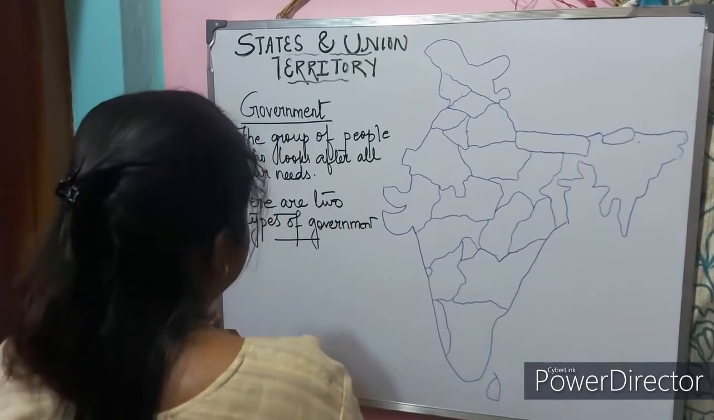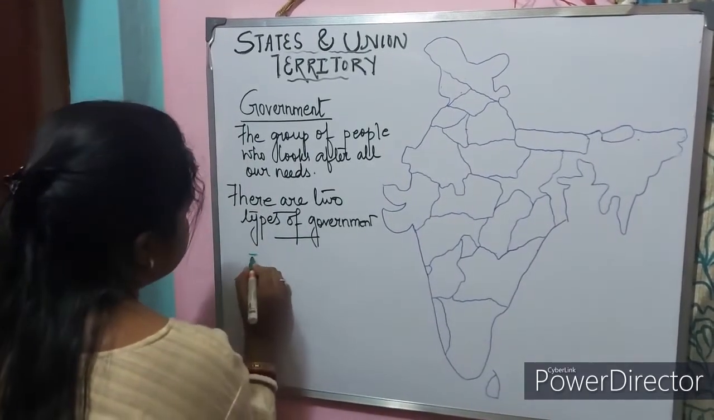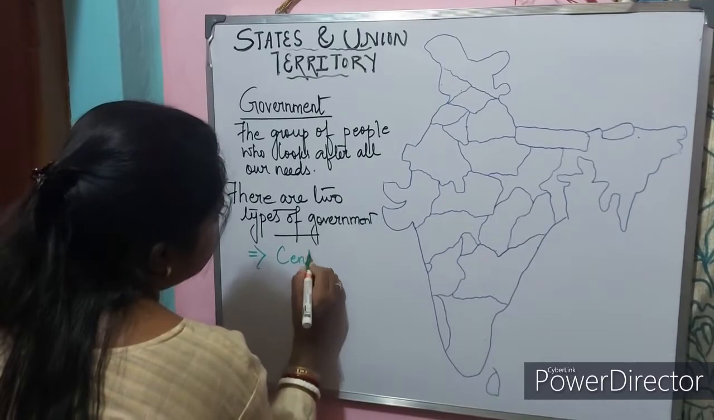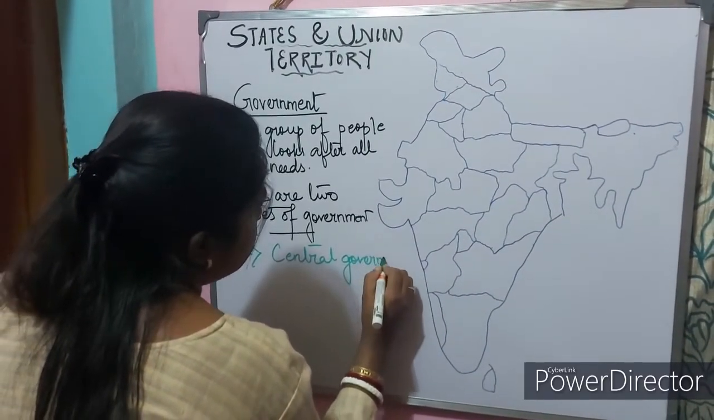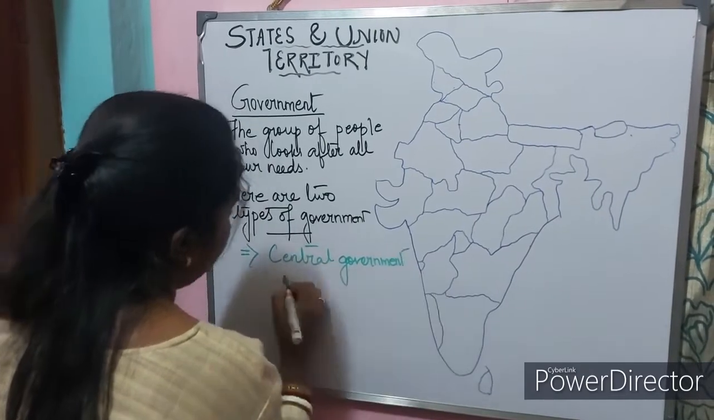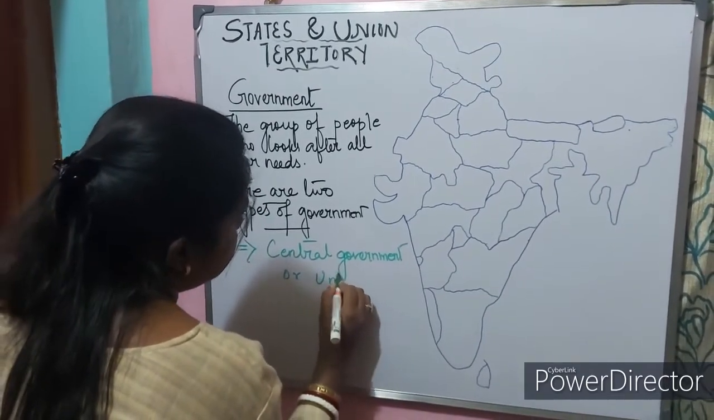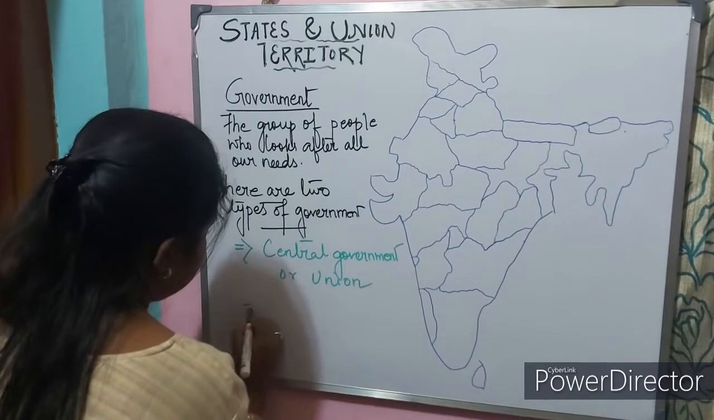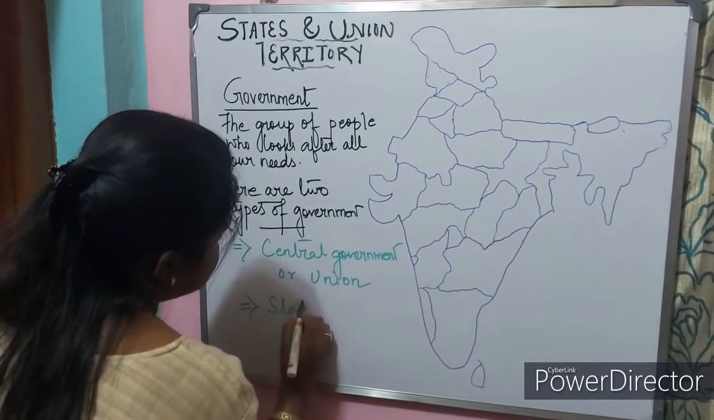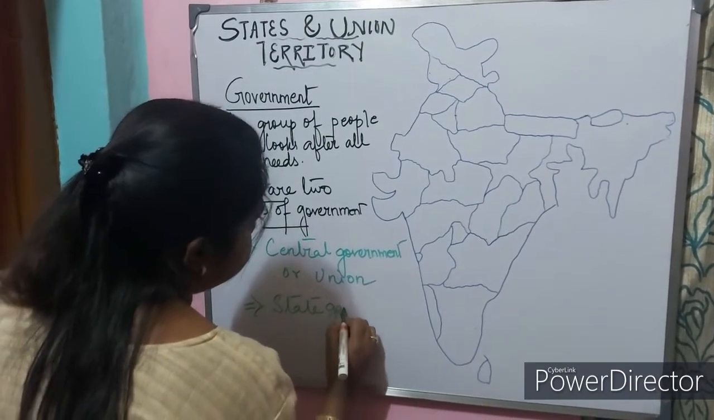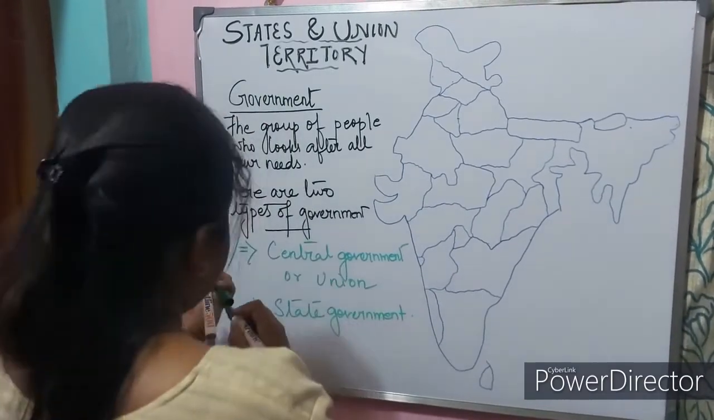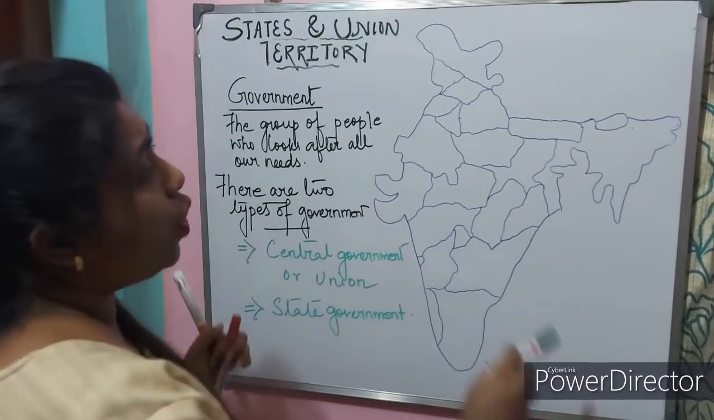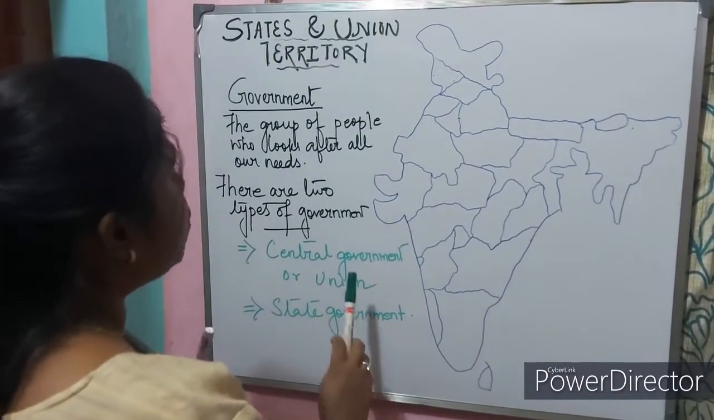One, central government, or union, and the second one is a state government. Now, who looks after the whole country? It is a central government.